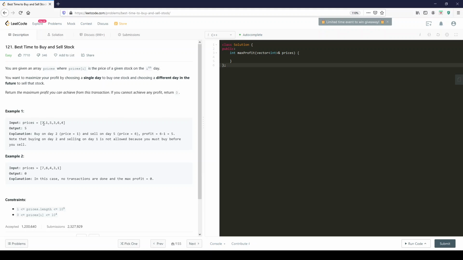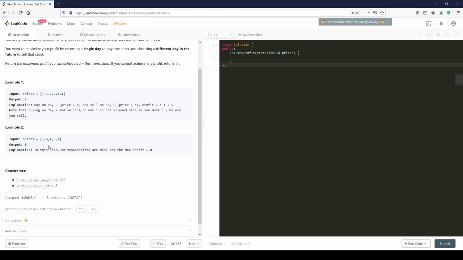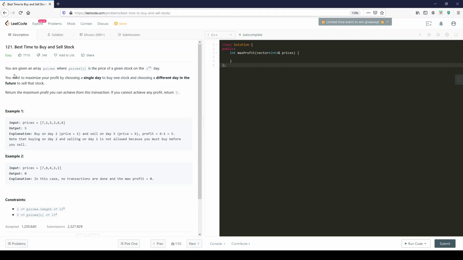So let's see now. We have this array of prices, and it shows that if you buy on day 2, which is price 1, and you sell on day 5, which is price 6, then the profit equals 6 minus 1, 5. Whereas here, all the prices are decreasing, so you never have an opportunity to buy at 7 and sell at 9. It's always decreasing. You can never sell.